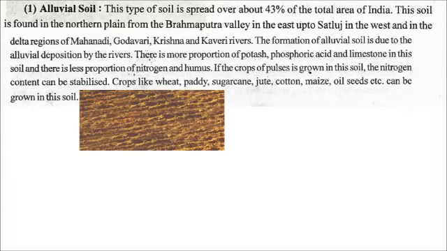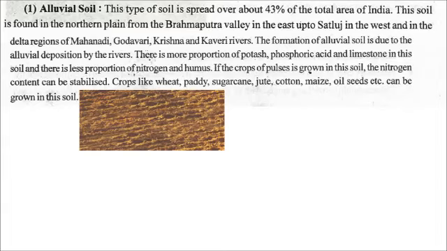There is more proportion of, learn it, potash, phosphoric acid and limestone in this soil and less proportion of nitrogen and humus in this soil. If pulses are grown in this soil, nitrogen content can be stabilized. That is, in order to stabilize nitrogen content, we need to grow pulses in this soil. Crops like wheat, paddy, sugarcane, jute, cotton, maize, oilseeds, etc. can be grown in this soil.